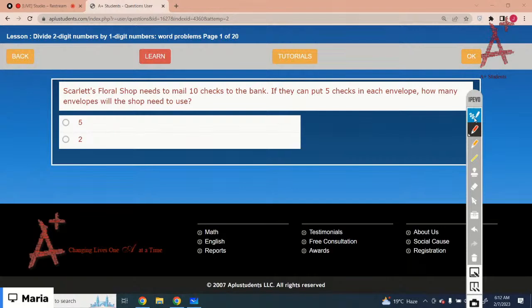So 10 divided by 5 equals 2. Got it? 5 times 2 makes 10. So the correct option is 2. Got it?